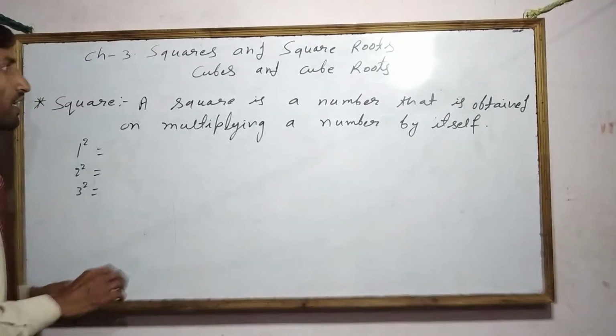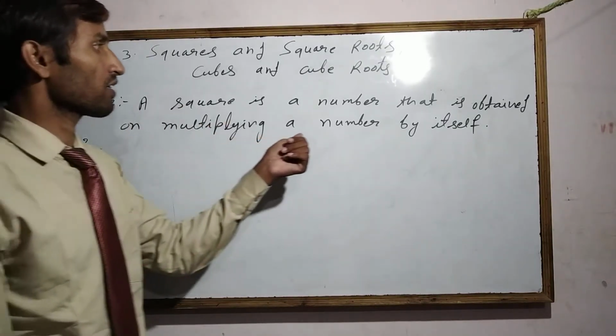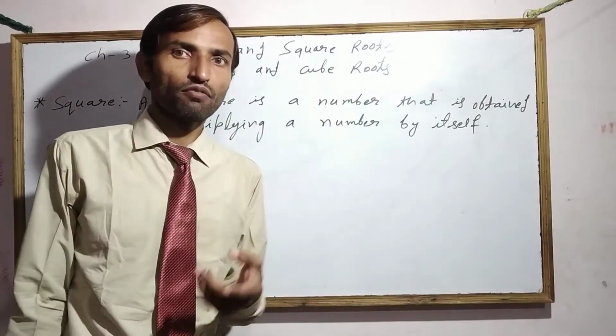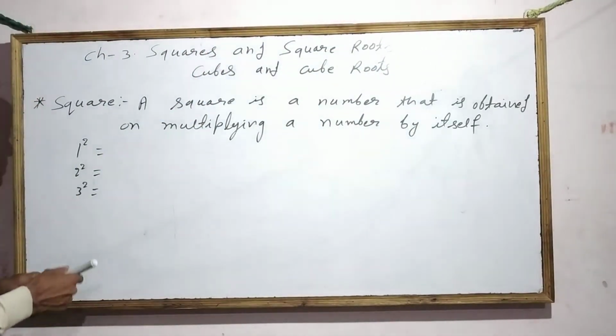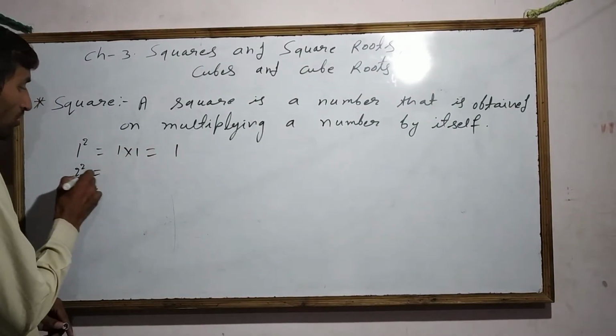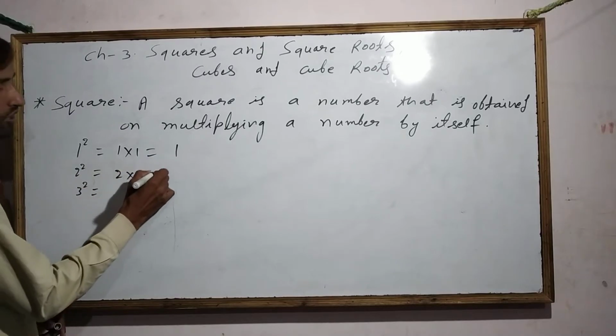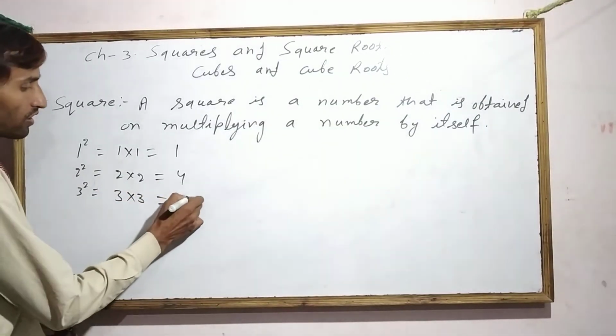Okay, so what is a square number? A square is a number that is obtained by multiplying a number by itself. If any number is multiplied 2 times by itself, that is called a square number. 1 square means 1 into 1, that will come 1. 2 square means 2 into 2, it will come 4. Next, 3 square means 3 into 3, it will come 9.